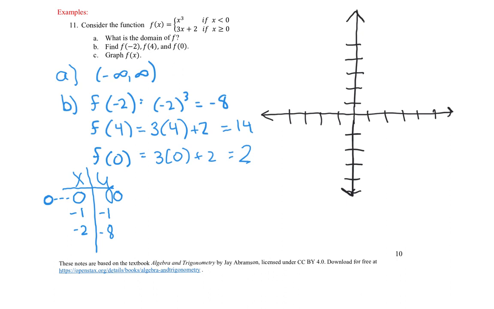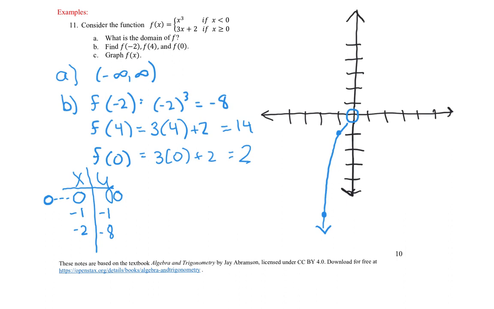Let's go ahead and plot these points. Remember, when x is 0, we are going to need an open circle. When x is negative 1, y is negative 1. And when x is negative 2, y is negative 8. This might look a little familiar to you because it's the first half of our library function of y equals x cubed.